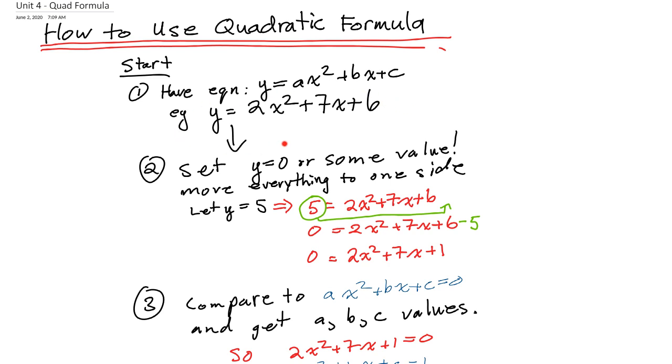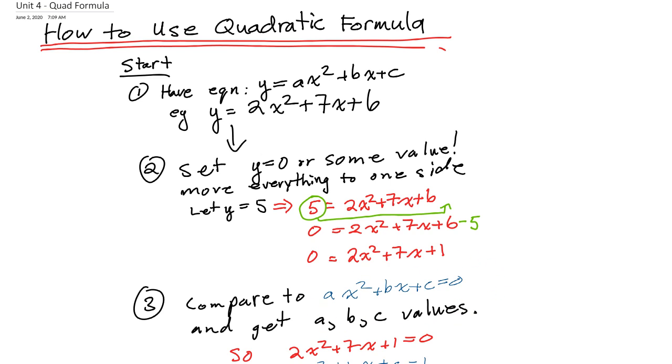Y is equal to 2x squared plus 7x plus 6, right? Now, sometimes you're going to set the y value equal to 0, or you may be looking for a specific y value. For this case, what I did was I let y equal 5 to show you what would happen. If we ever have that, all we have to do is make sure all our numbers, all our variables, everything is on one side. So it looks like y is ax squared plus bx plus c is equal to 0.